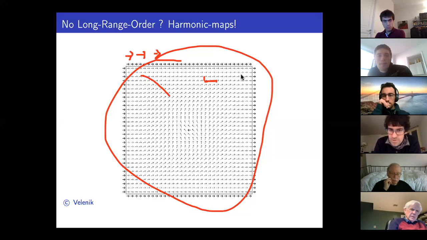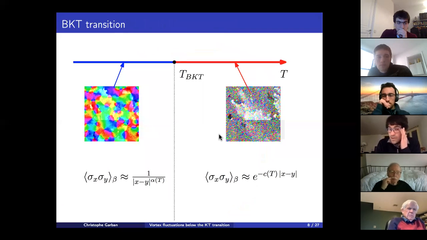And because of those harmonic maps, which are sometimes so-called spin waves, it was shown by Mermin and Wagner that the XY model does not have long range order at all. So for a long time, as far as I understand, in physics or maybe also in math, people thought that this system is not very interesting in dimension 2. Maybe it's a bit like the Ising model in dimension 1. There is nothing much interesting to do here.